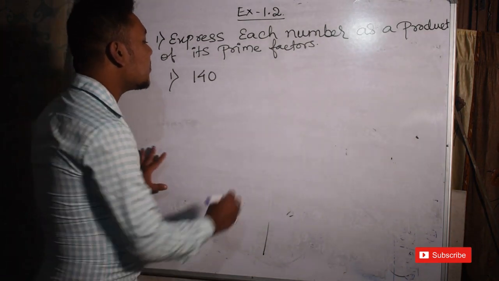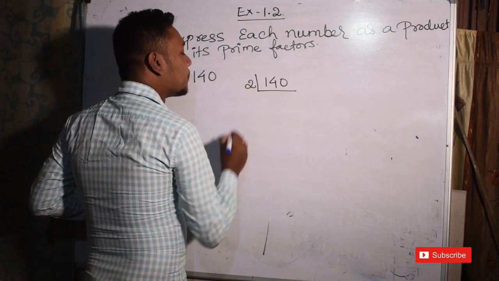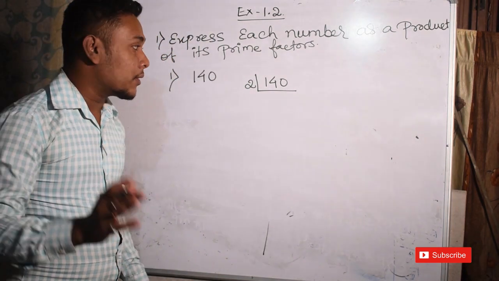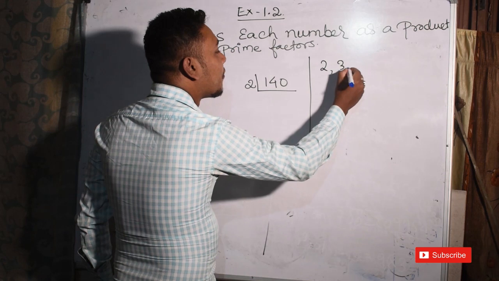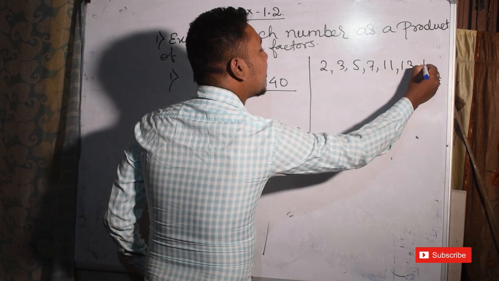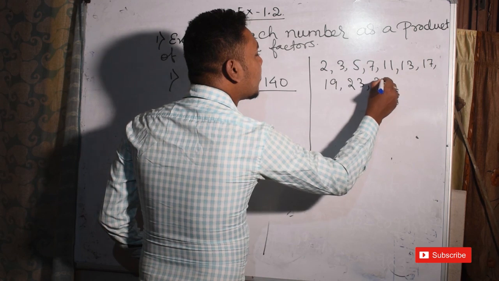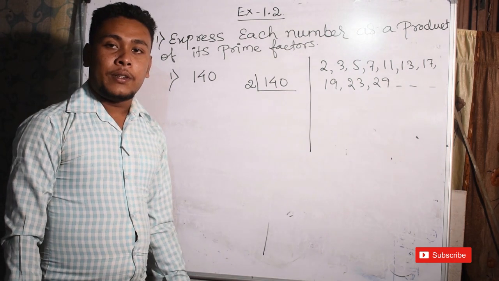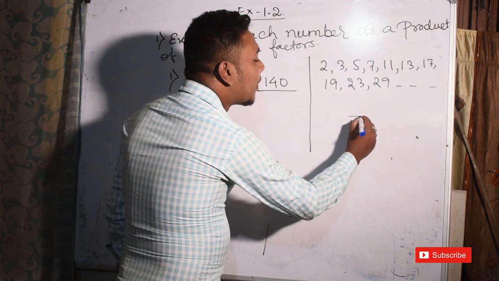The first question is 140. First we see this number is an even number, therefore I can divide it by 2. Prime factors means you have to divide the number with prime numbers, and you must know all the basic prime numbers, that are 2, 3, 5, 7, 11, 13, 17, 19, 23, 29 and so on. What are prime numbers? Prime numbers are those numbers that are only divisible by itself and 1.